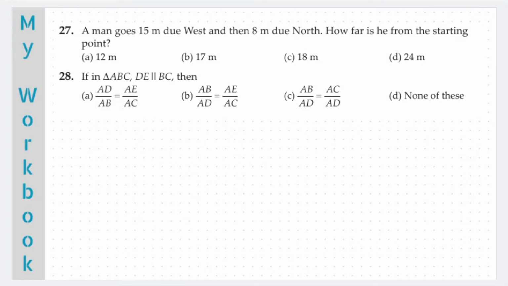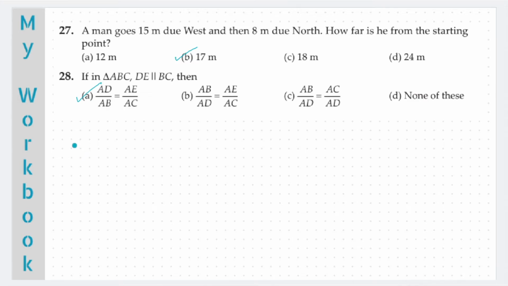27th question. A man goes 15 meters due west and then 8 meters due north. How far is he from the starting point? 4 different numbers are given. Question number 28. If in triangle ABC, DE is parallel to BC, then... For 27, the correct answer is 17 meters, option B. And for 28, the correct option is A, AD by AB equal to AE by AC.